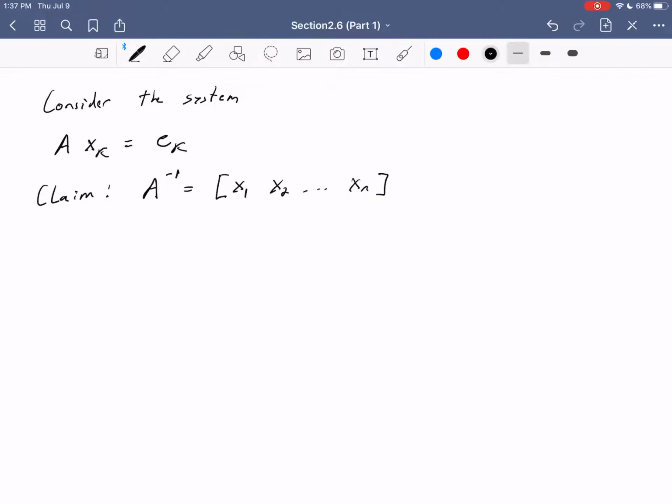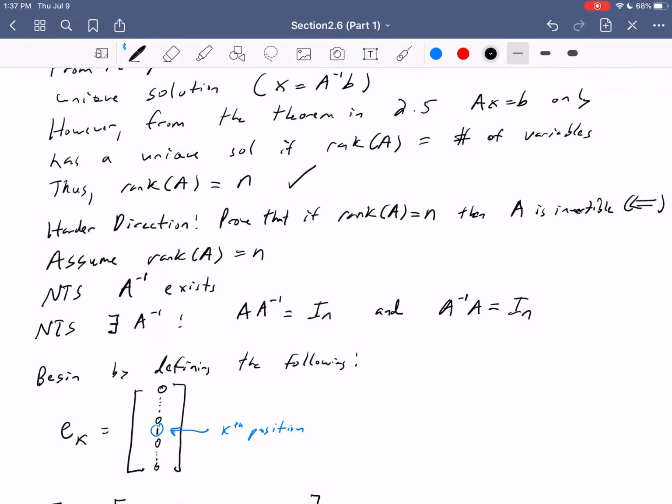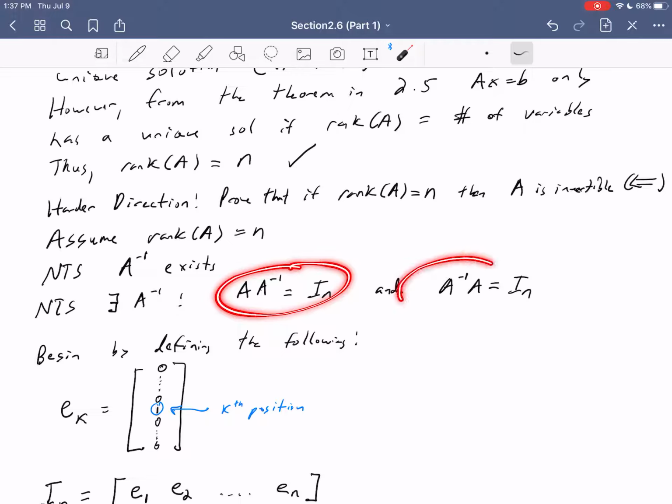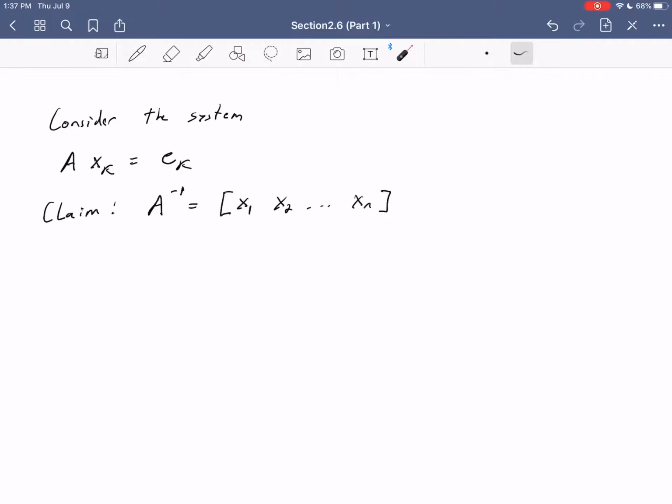Now we need to actually start to show those two components. So we have a claim for what A inverse should look like. Now we need to verify that it actually has the two properties that an inverse is supposed to have. You might ask yourself, how do we know that this exists? Well, how do we know that the system has solutions?